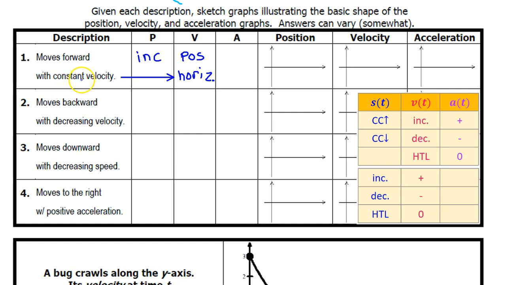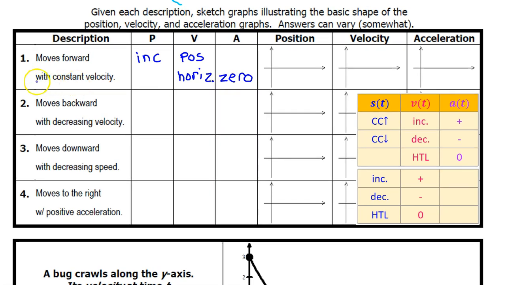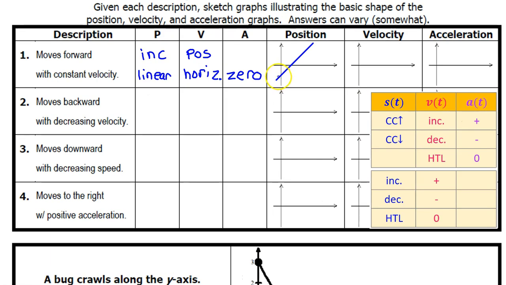If the velocity is constant, then the velocity graph should be horizontal. And if the velocity graph is horizontal, then the acceleration is 0. This makes sense because if the velocity is constant, the rate of change of velocity, the acceleration, would be 0. Also, if the velocity is constant, the position function must be linear. Remember, velocity is the derivative or the slope of the position function.